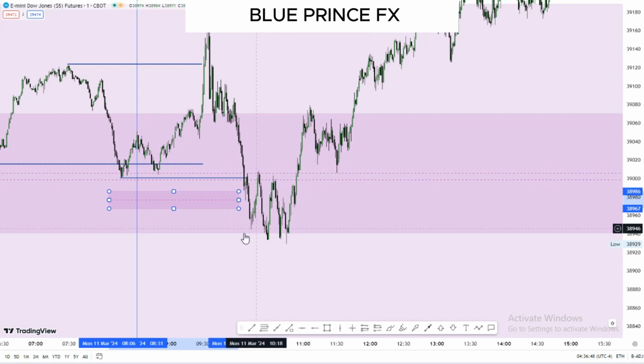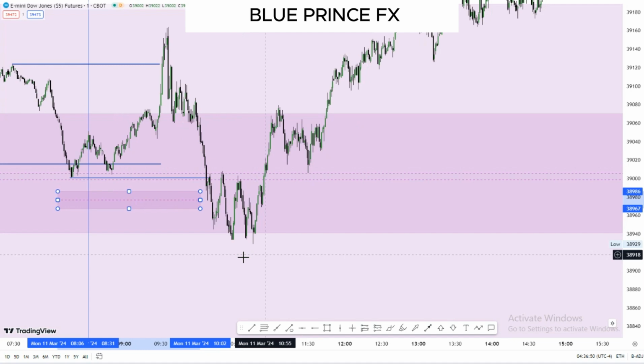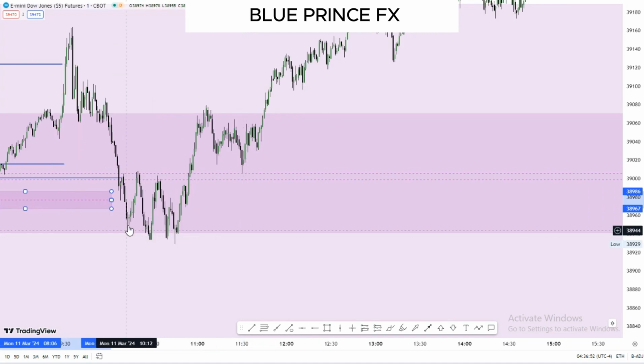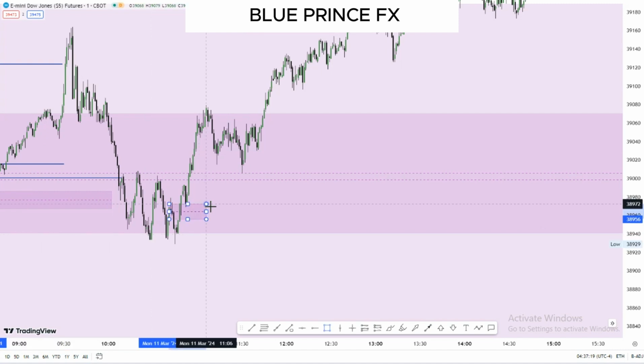If you can see, we have another ICT concept. We have the three drives pattern. We have the first drive, the second drive, and the third drive. The three drive pattern is a reversal pattern by ICT. So that's our first PD array that we can use, the three drive pattern. The second pattern is what? We have our breaker block here, which is our next ICT concept. The three drive pattern, our breaker block.